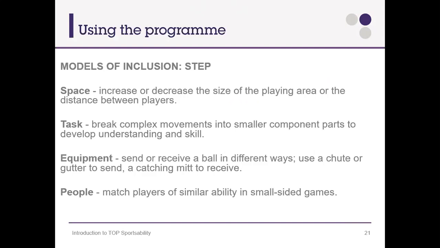You can adapt the task, so breaking complex movements into smaller component parts to develop an understanding and the basic skill level. That can be progressed into a wider skill level as well. You can adapt the equipment, so sending or receiving the ball in different ways, using a chute or gutter to send, and a catching mitt to receive maybe. And then adapting the people, so matching players of similar ability in small-sided games, or when we're using invasion games, maybe doing 4-2, 3-1. Yeah, so lots of different ways to adapt quickly.